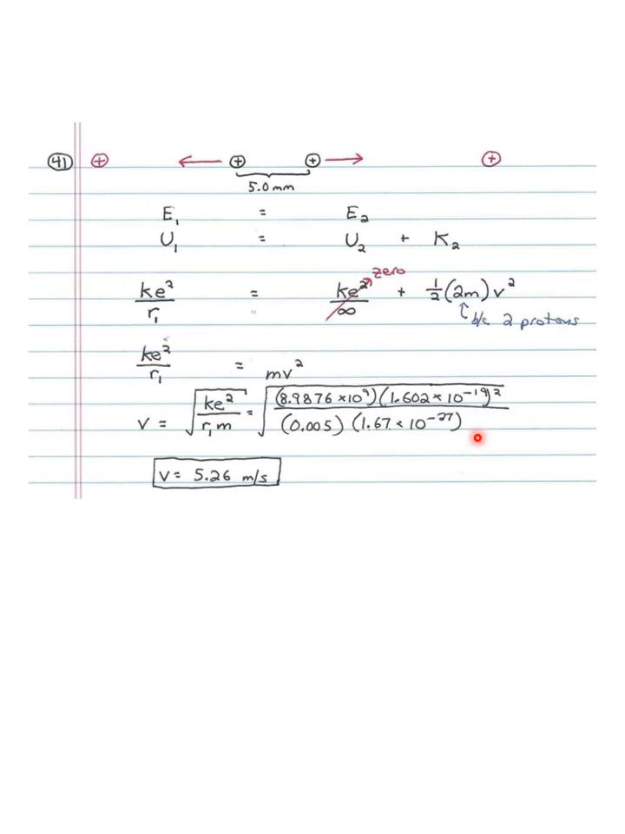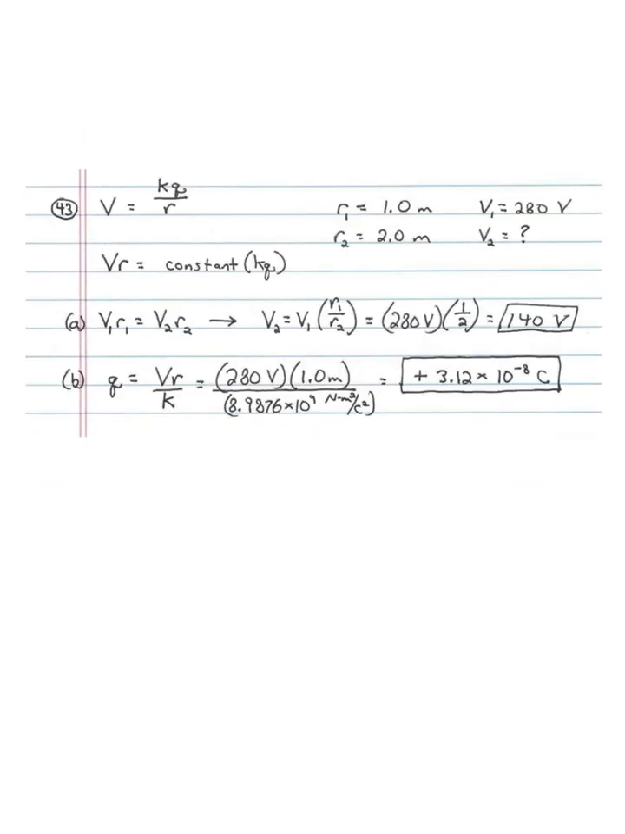And using the mass of a proton in kilograms, the charge of a proton in coulombs, the distance in meters, 0.005, and in the end we get 5.26 meters per second.